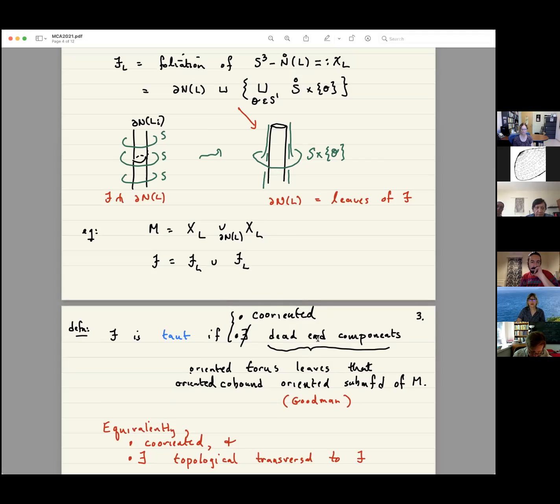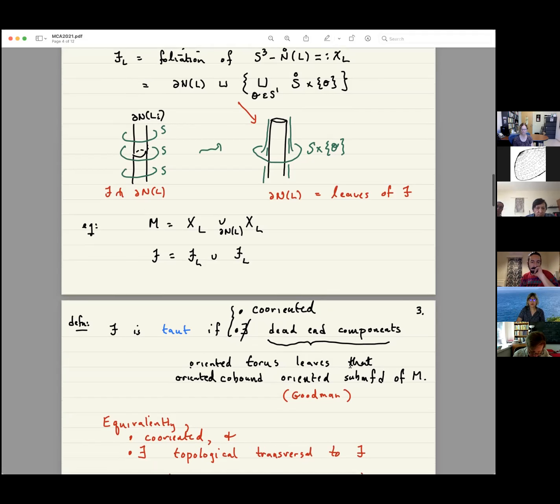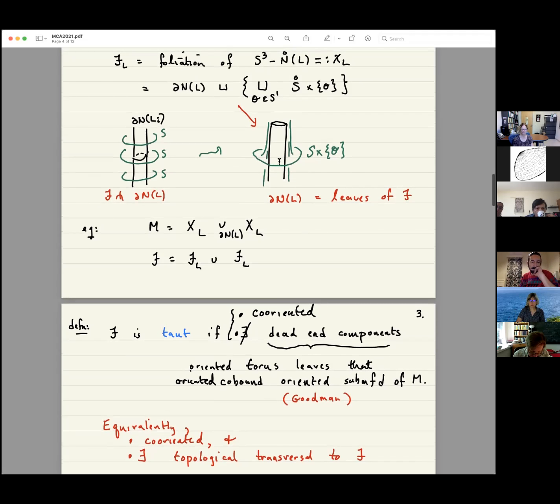And if there are no dead end components, so you're not going to be in any of the examples that I showed before, where I have torus leaves that co-bound an oriented submanifold of the manifold. So taut means I don't see some disjoint union of tori. Remember, my foliation is co-oriented, and so the condition is I don't see a union of leaves which are tori, which separate my manifold, so that the co-orientation on the boundary tori all point into the submanifold or all point out.